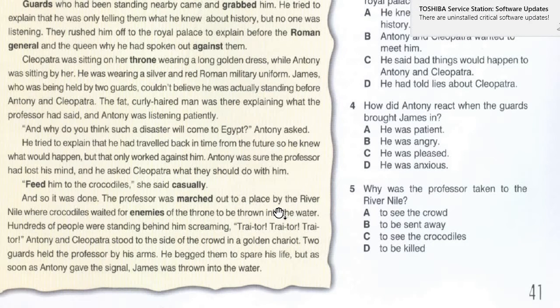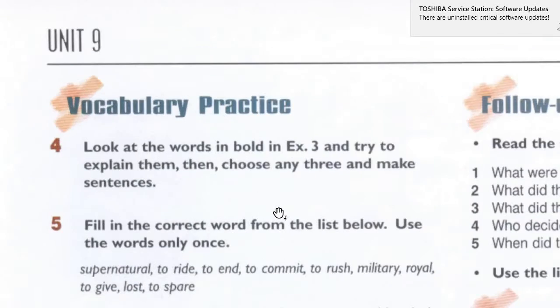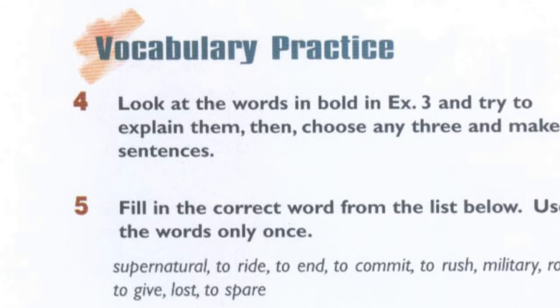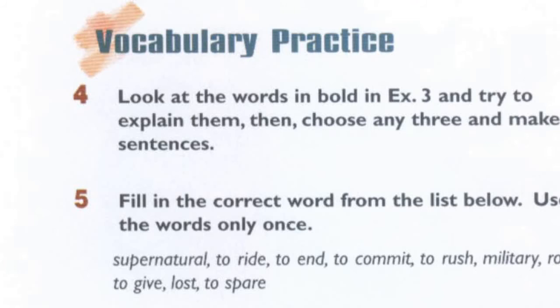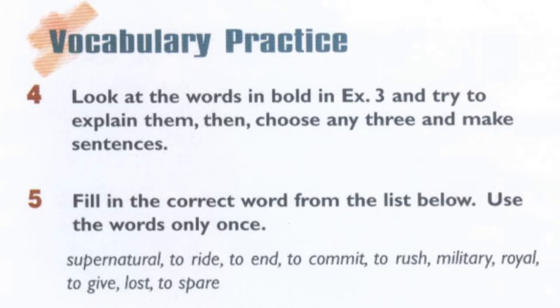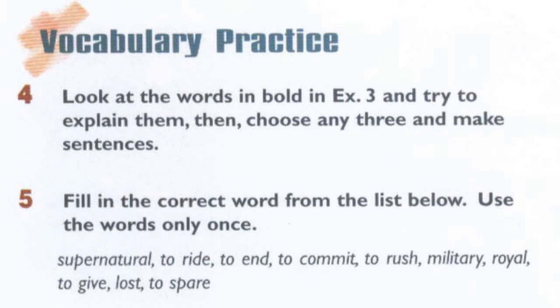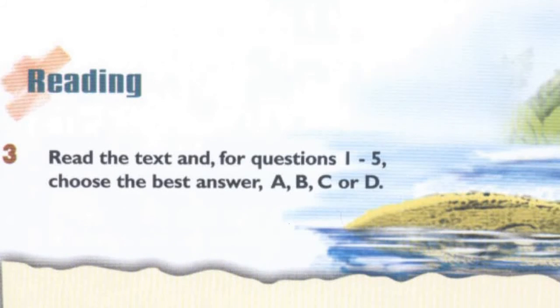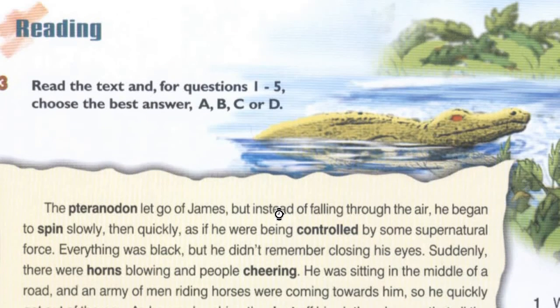Let's go to the next page, page number 42. And we're going to focus on comprehension and vocabulary practice. Okay, exercise number 4. Look at the words in bold in exercise number 3 and try to explain them. Then choose any 3 and make sentences. Okay, I'm afraid we can't do the second part. We're going to work out understanding the bold words. So go back to the previous page, exercise number 3.